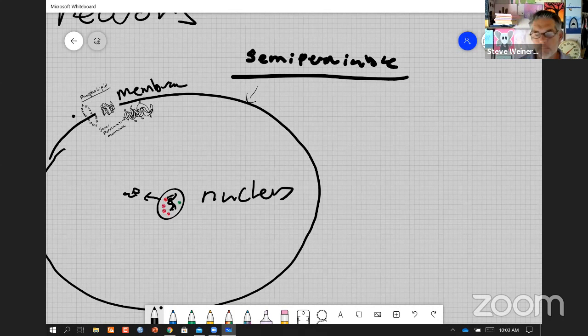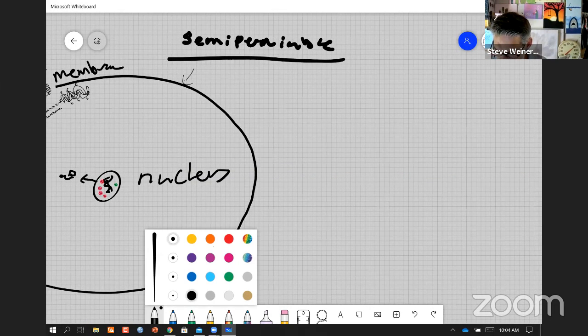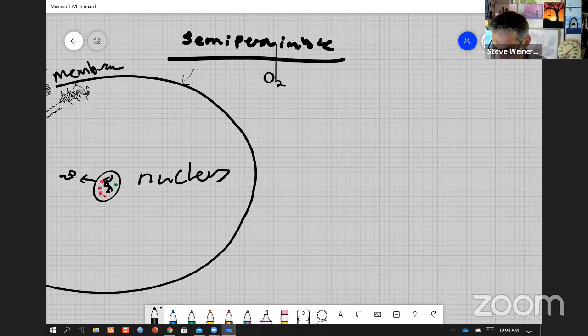The word semi-permeable means that certain things go back and forth through the membrane very quickly. Other things do not go back and forth across the membrane very quickly. Okay, so things that go back and forth across the membrane very well: oxygen flows back and forth across the membranes pretty quickly. Glucose flows back and forth across the membranes relatively quickly. Certain amino acids go back and forth across the membranes relatively quickly.